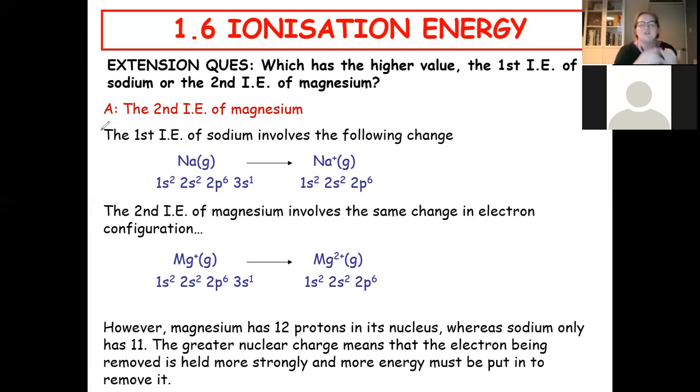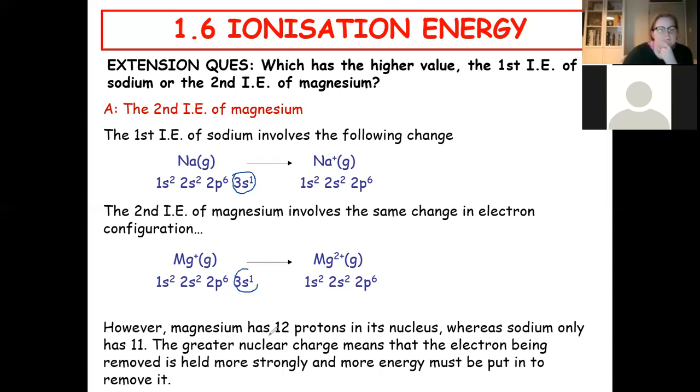So if we start thinking about shielding, atomic radius, and nuclear charge, we can start to get those ideas in our head. Magnesium, okay, it's a second ionisation energy. Normally we know that it's going to be harder because we have a difference in shielding. So the first ionisation energy of sodium involves the following change: we go from basically losing this 3s1 electron. The second ionisation energy of magnesium involves exactly the same change in electron configuration.